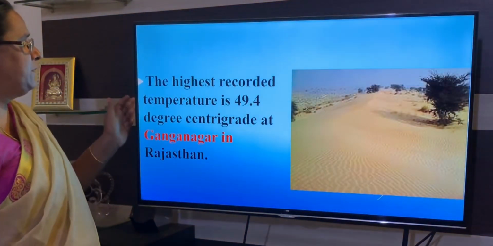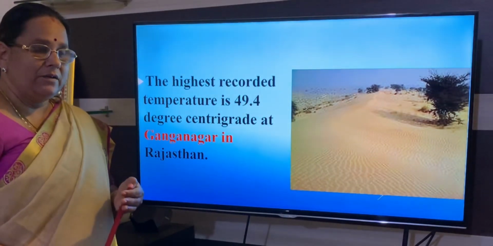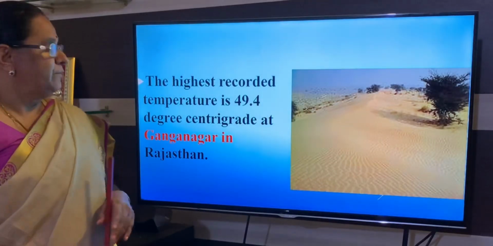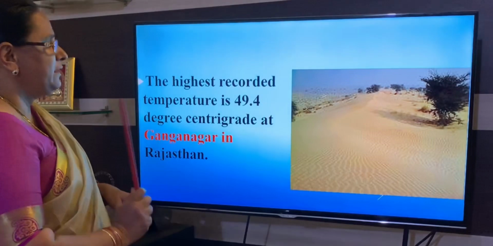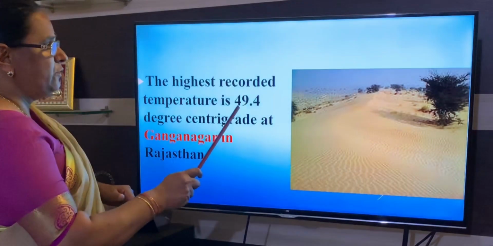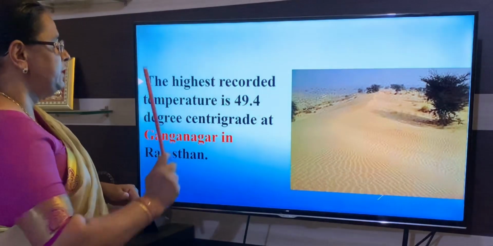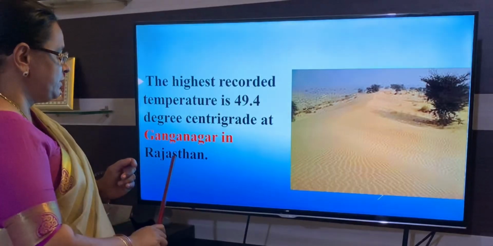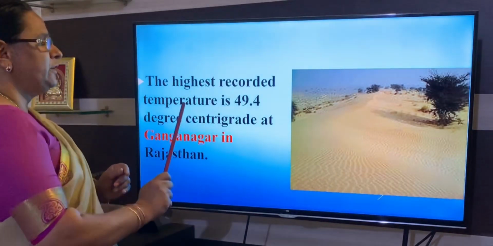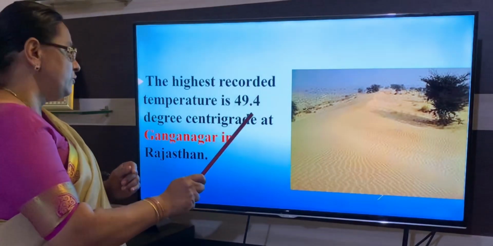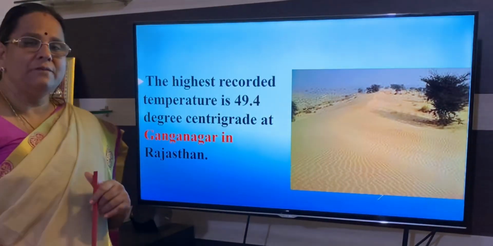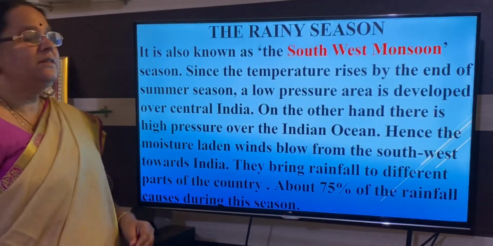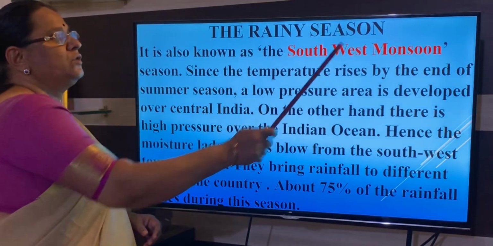The next, here we will see which place in India has the highest temperature. So here it is, Ganganagar in Rajasthan. And this degree, what is it, 49.4 degrees centigrade. The highest recorded temperature is 49.4 degrees centigrade at Ganganagar in Rajasthan. Rainy season. Rainy season is also called the southwest monsoon season.